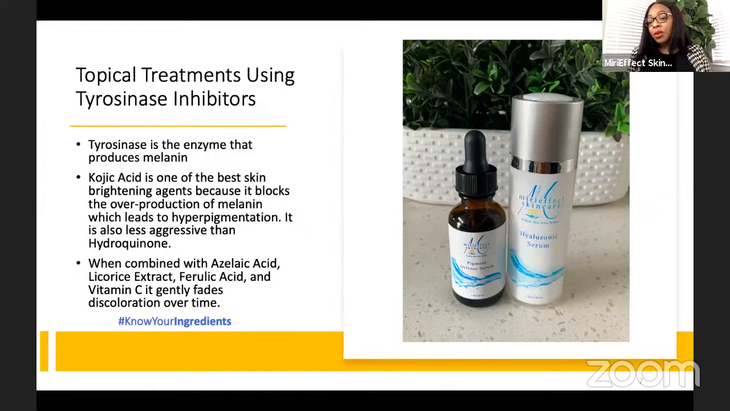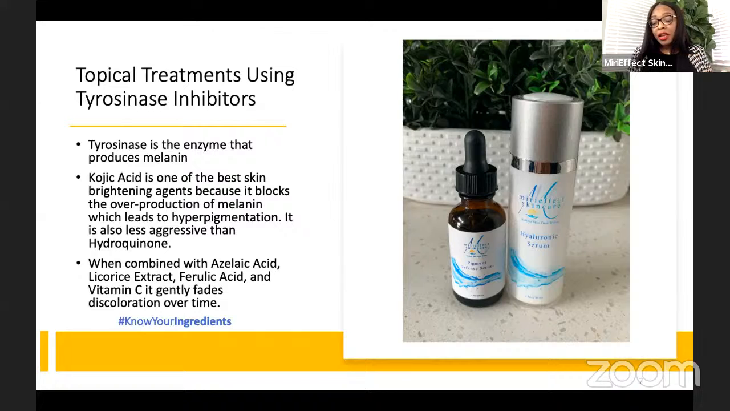That's what hydroquinone does to you. But when you use kojic acid, azelaic acid, licorice extract, or ferulic acid, these are much gentler exfoliants, enzymes, and acids that really help treat hyperpigmentation on your skin.